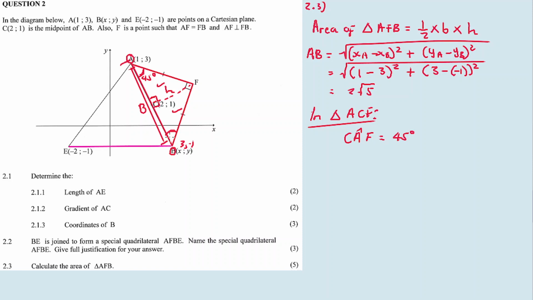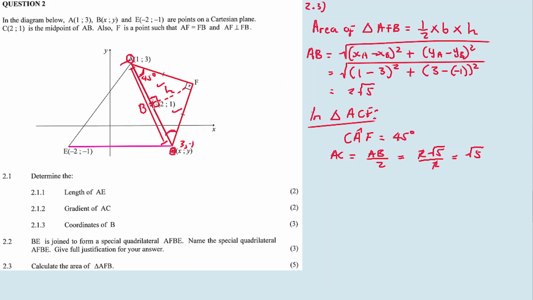Look at A and B. Since C is my midpoint, I can calculate AC. This AC I will use for calculating height using a trigonometric ratio. Since C is a midpoint, it tells us that AC will be equal to AB divided by 2. AB is 2 square root 5, divided by 2 is equal to square root 5. So AC is square root 5 here, right?